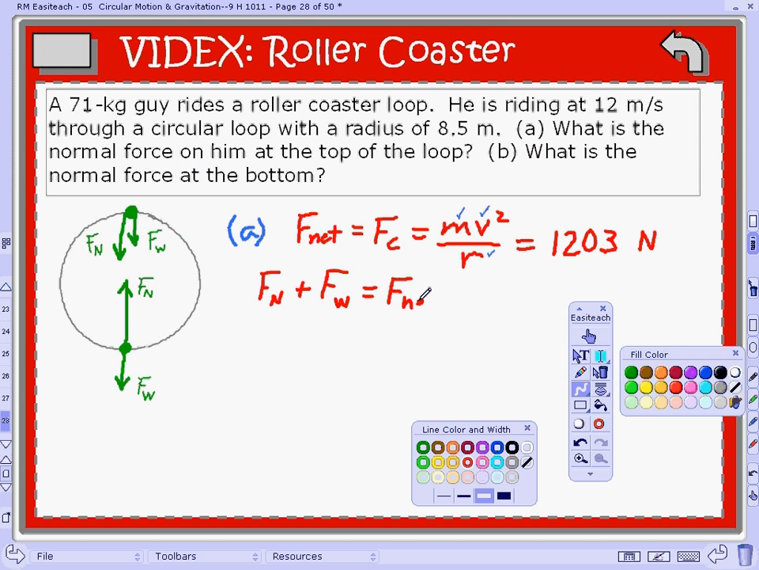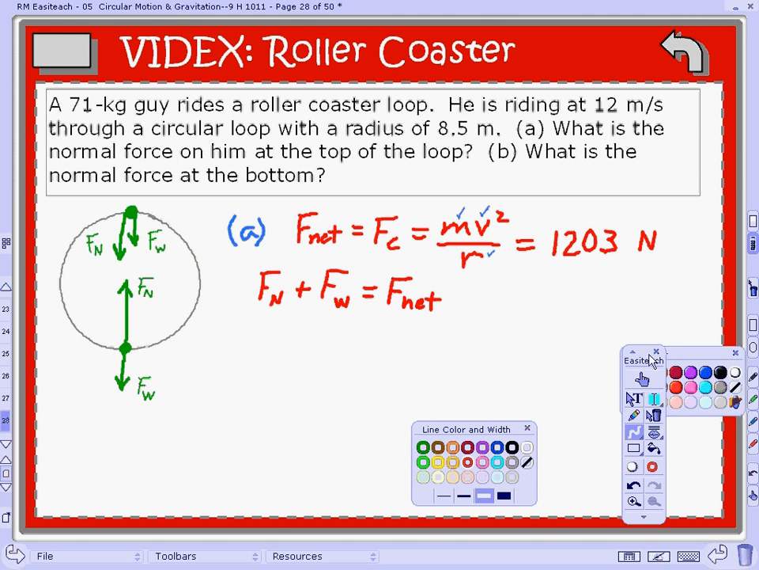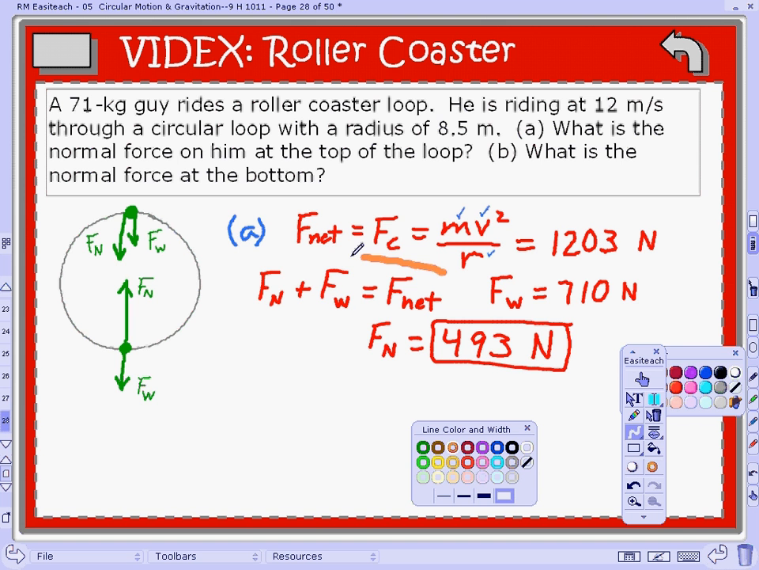Okay, and the force weight, you do mg and you get 710. So you think about that and do the math. But as you do the math, you realize that the force normal, and this will be our answer, has to be 493 newtons. Again, you can think about the equations, but don't freak out about these equations. People get really intimidated by that. All that is saying is that if you look at this total force that is necessary to keep the object moving in a circle, these two have to equal the total force that's necessary to make the object move in a circle. So that was part A.